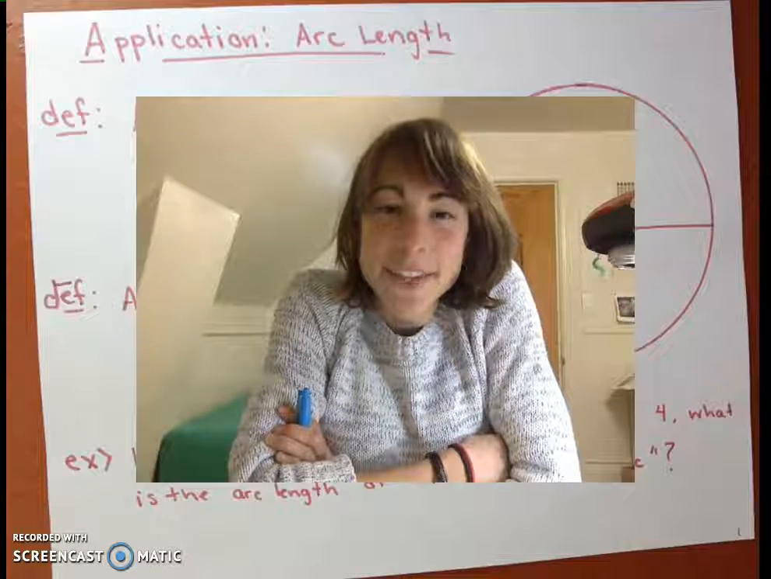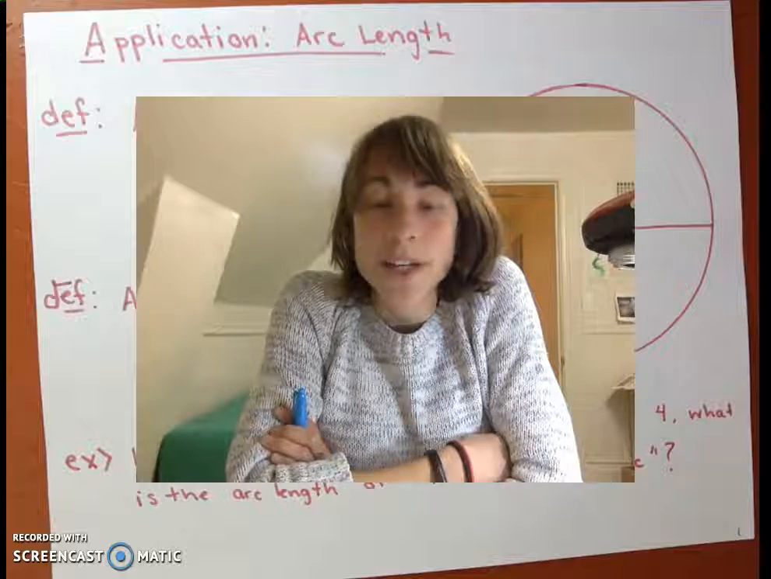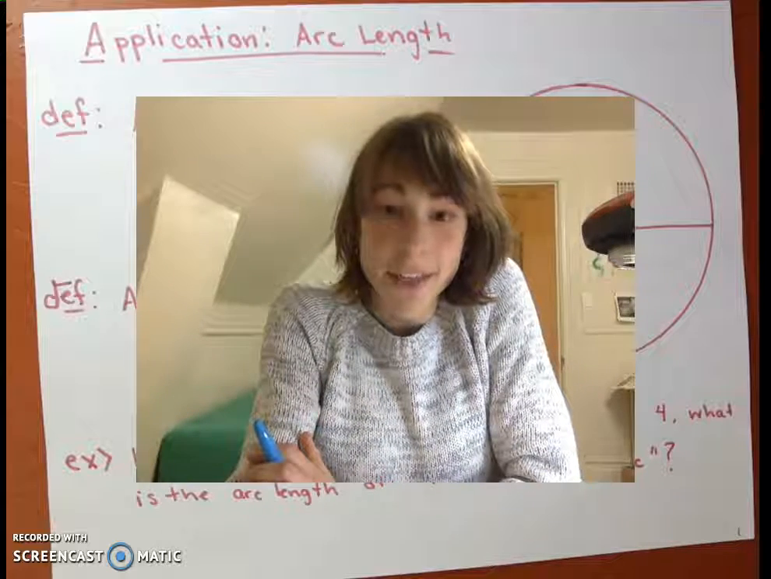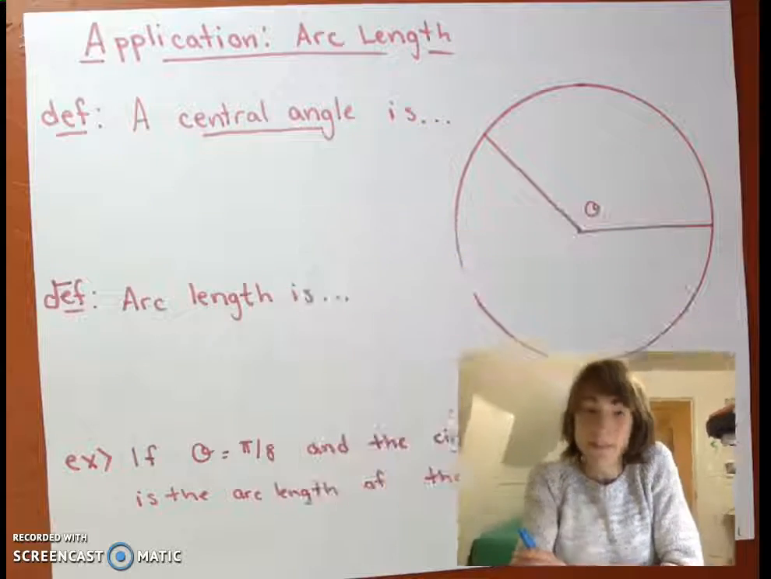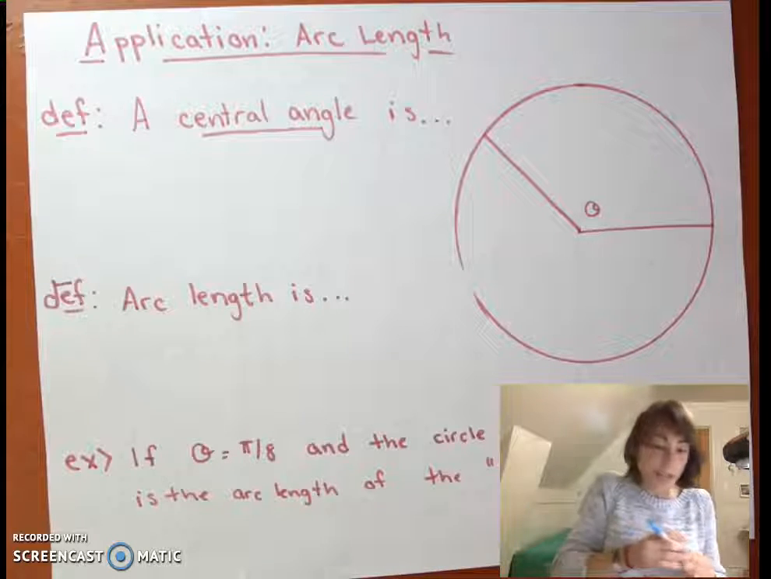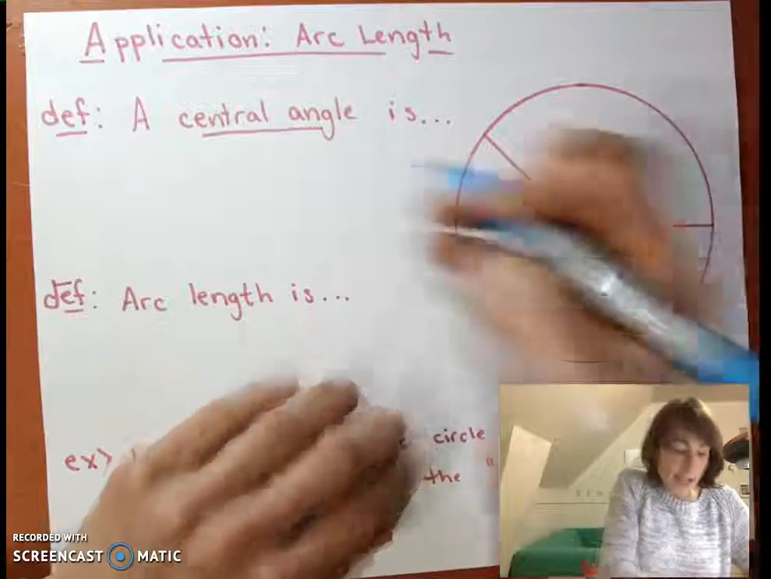Hi everyone, in this video we're going to talk about an application of radian measure, which we learned about in the last video. The application is called arc length, and before we do some examples, I just need to define two terms for you. The first is central angle. So the central angle is just the angle formed by two radii in a circle.